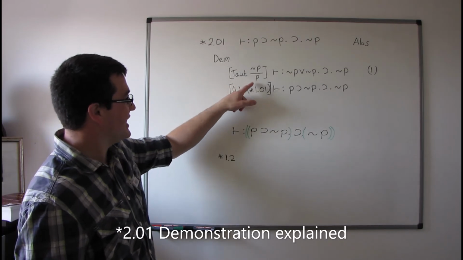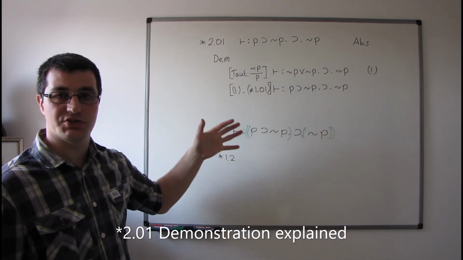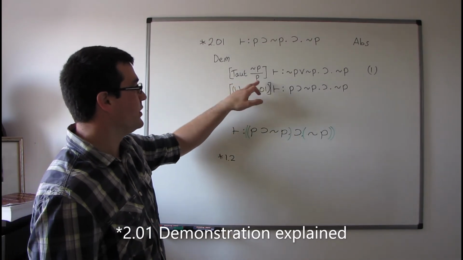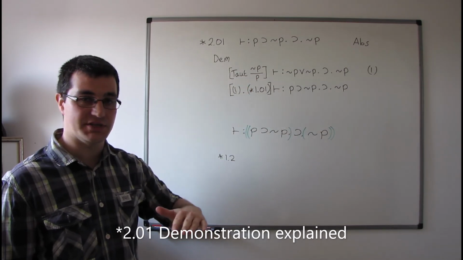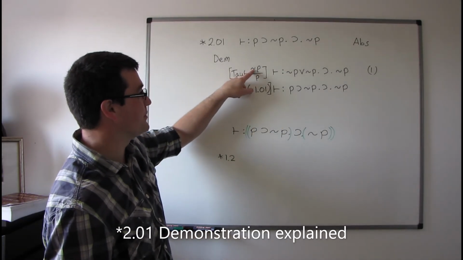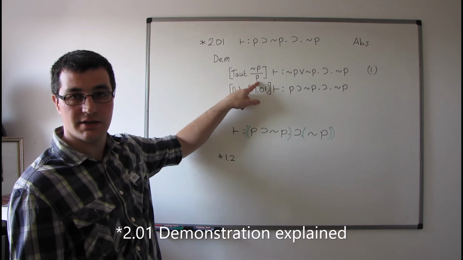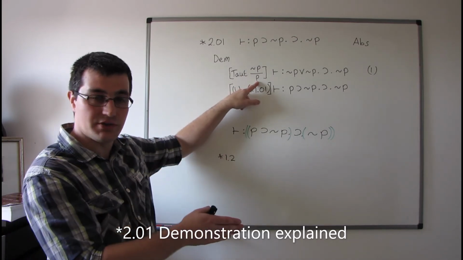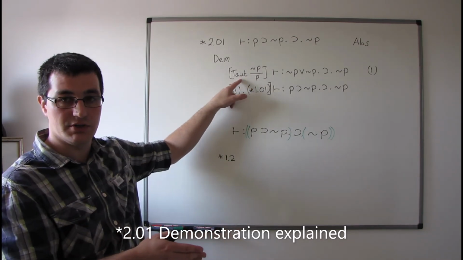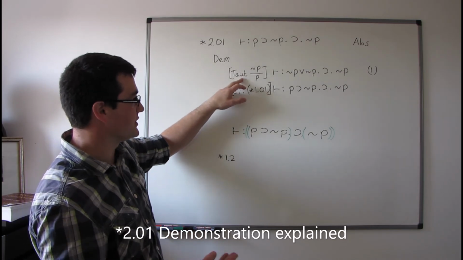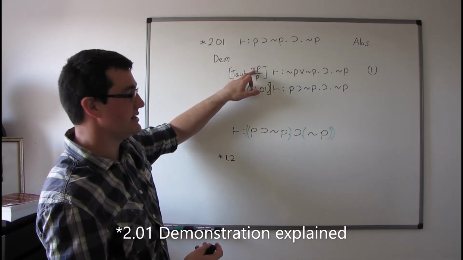And what this is saying is that we're using primitive proposition 1.2 with the P of that proposition replaced with not P. So this is what the symbol was in the original statement of star 1.2, the principle of tautology, and this is what we're replacing it with.